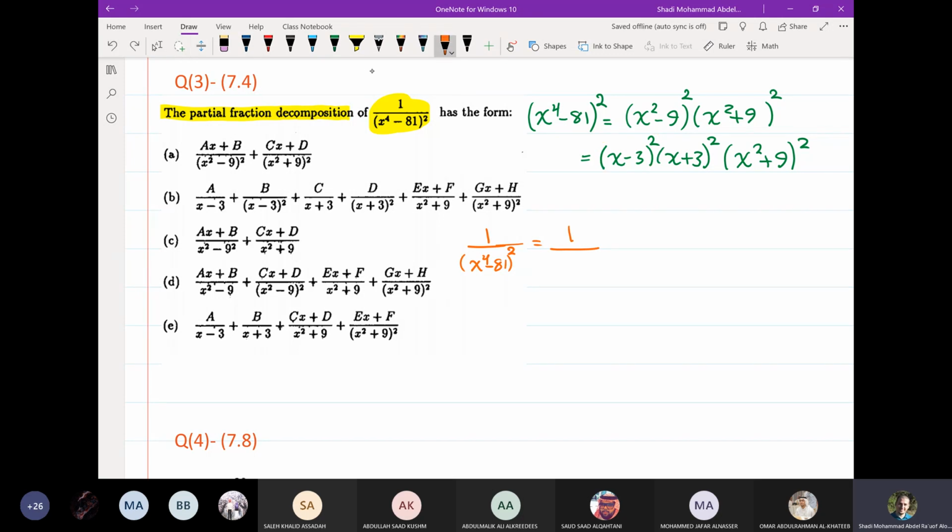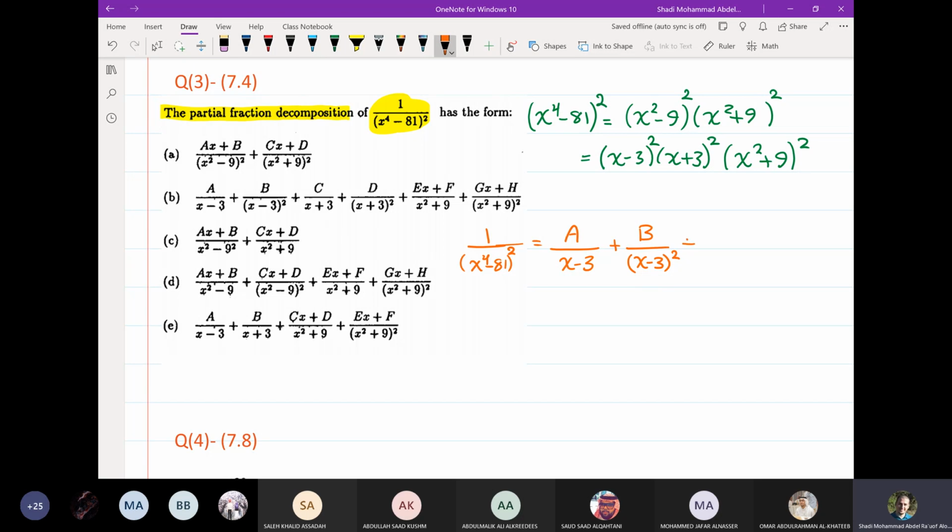What is the first fraction, Omar? A over x minus 3. Exactly. The second one will be what? B over x minus 3 squared. Some student will ask you, Omar, this is quadratic, why do you put B here? This squared is for the repetition, not for x. Exactly. This is for multiplicity. I mean, this is the linear part repeated twice.